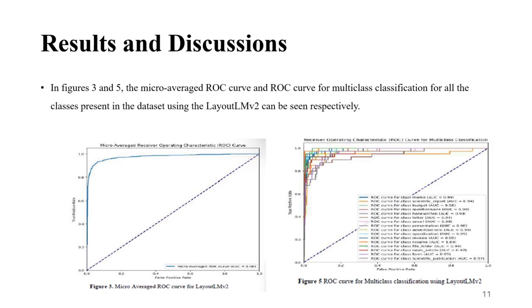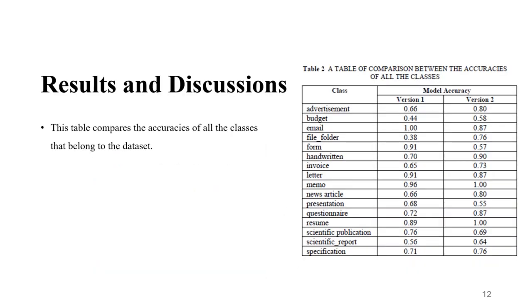In figures 3 and 5, the micro-averaged ROC curve and ROC curve for multi-class classification for all the classes present in the dataset using the LayoutLM version 2 can be seen respectively. This table compares the accuracies of all the classes that belong to the dataset.